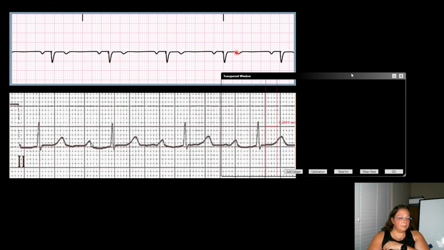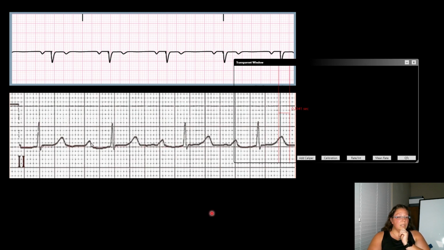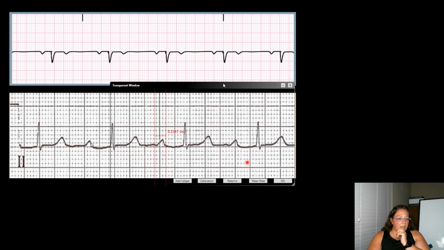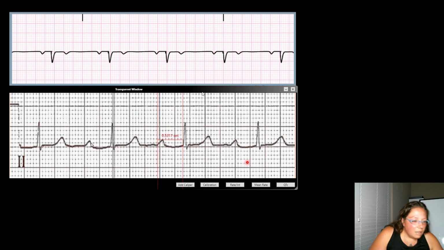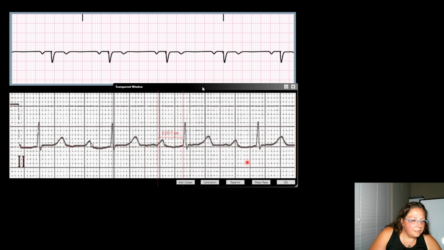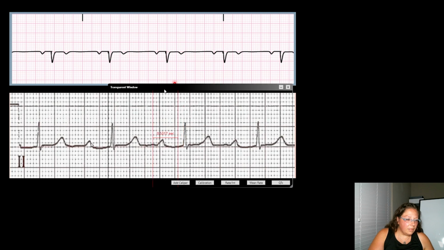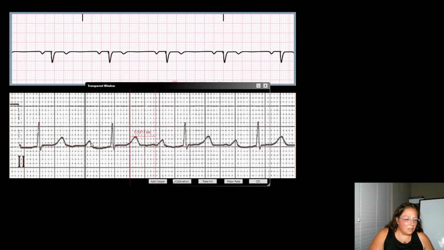Let's look at this one. Wow, this is really long. This is one of those that you can see on the monitor and be like, oh man, that's a lengthy PR interval. All right, let's get our calipers up here. Now, normally you should calibrate your calipers every time you use it, but I don't want to waste the time doing that. They all should be similar. 0.53 seconds. That's actually probably not correct here, if I were to calibrate it.